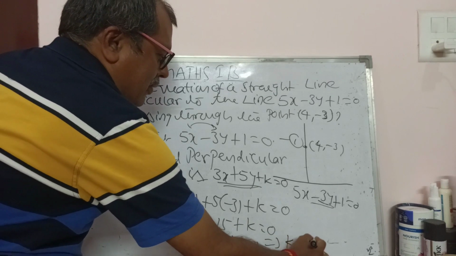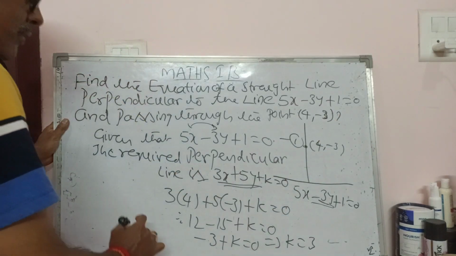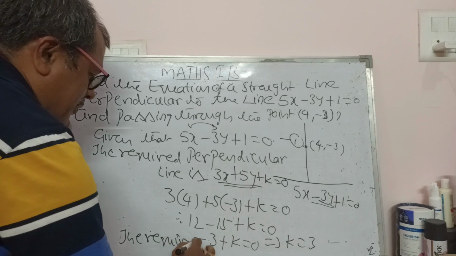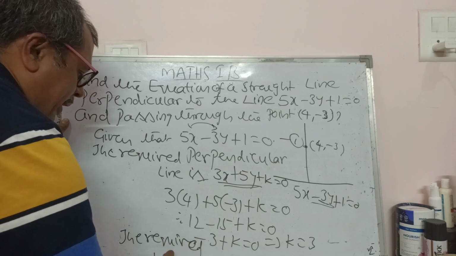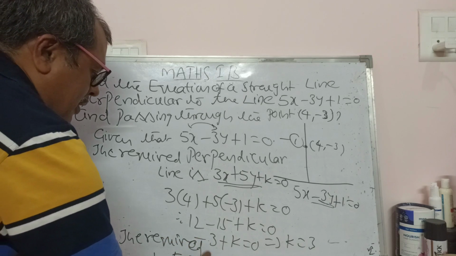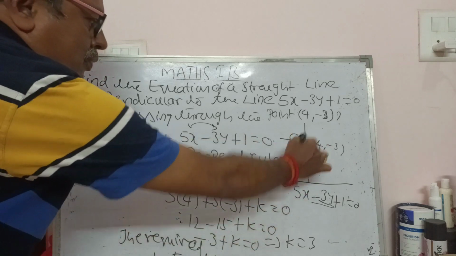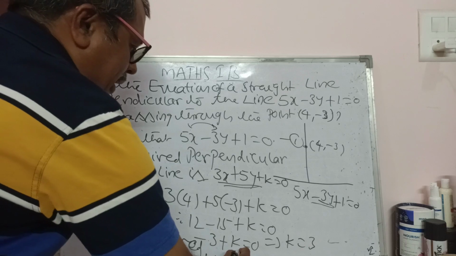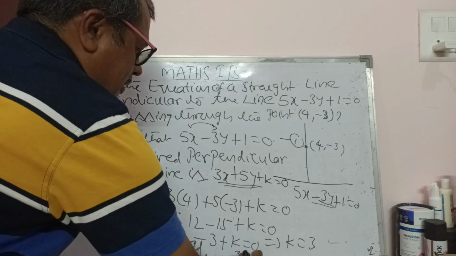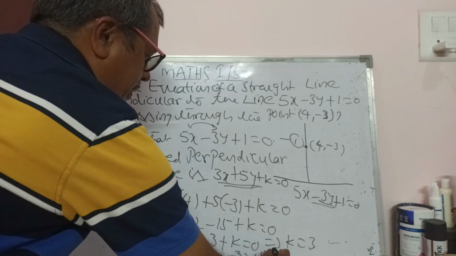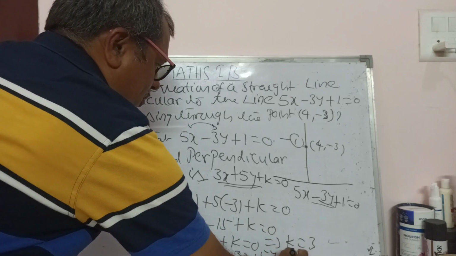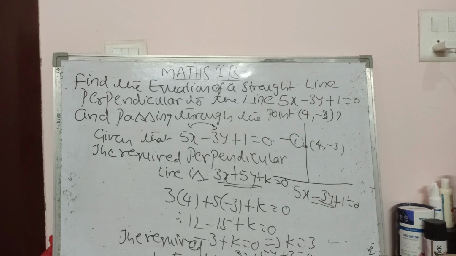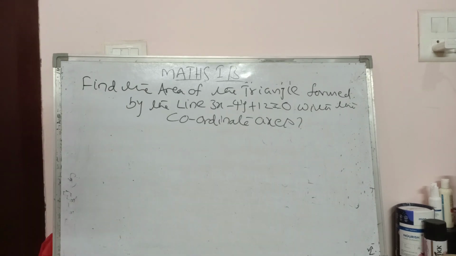This implies k is equal to plus 3. Therefore, the required equation of a line passing through (4, -3) and perpendicular to this line is 3x + 5y + 3 = 0. This is the required perpendicular line equation.